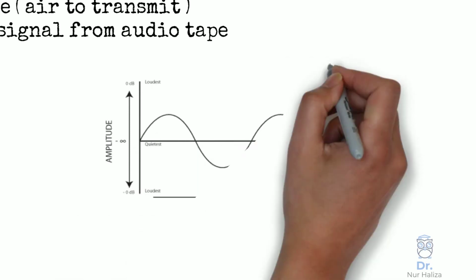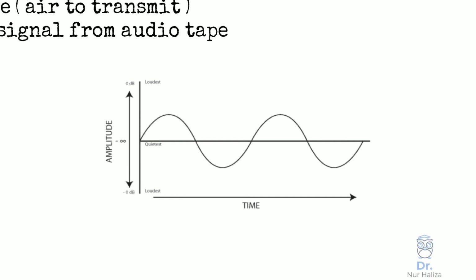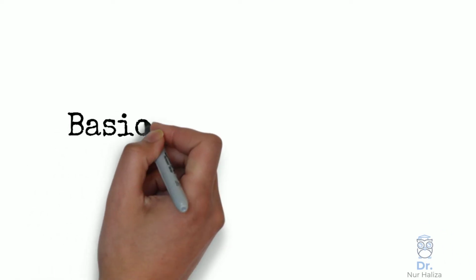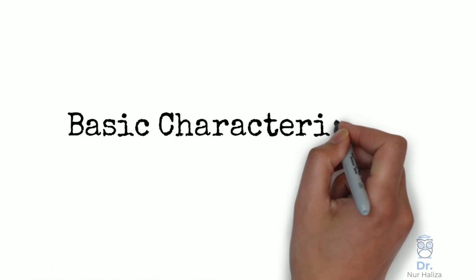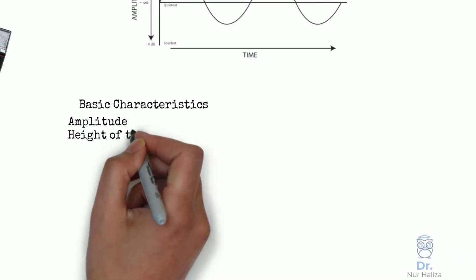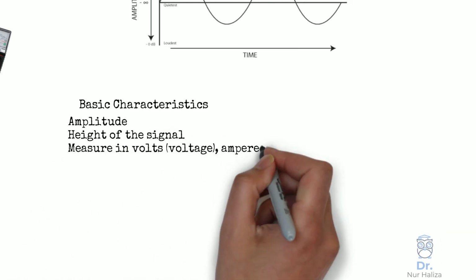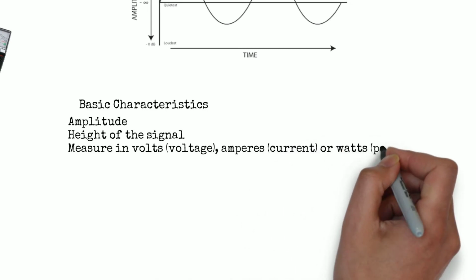There is this picture which represents the basic characteristics of analog signals. We can see there is amplitude and time. If we have time, we can have frequency, and over here we also have the phase. After this, we're going to look deeper at the basic characteristics of analog signals. There are four. First is amplitude. Amplitude refers to the height of the signal.